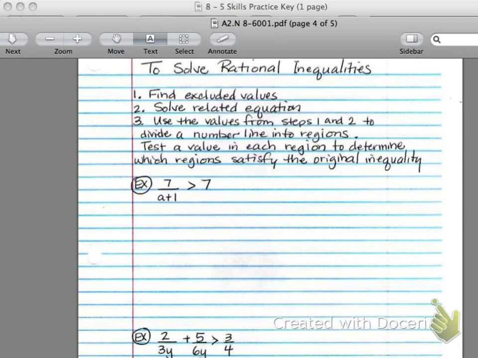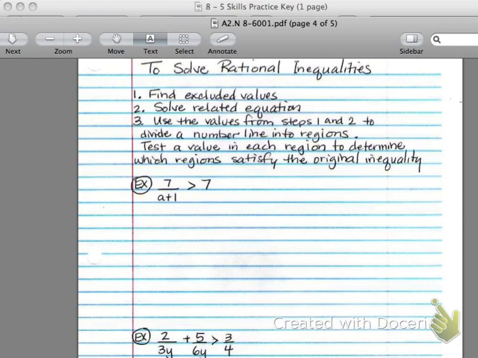Okay? If you have 2 divisions and you have a number line, how many regions are you going to have? 3. Okay? 1 number line, 1 division added, 1 division added. You have 1, 2, 3 regions. So then you're going to have to test the value from each region to determine which region satisfies the original inequality. That's where the long part comes in, testing the regions. Which is why we emphasize checking in that first part of this unit so that you knew how that works, okay?